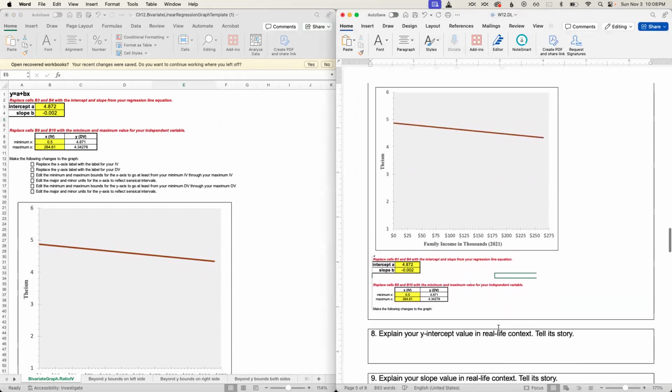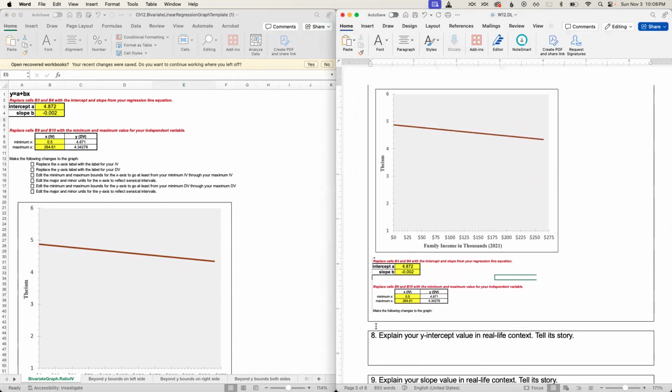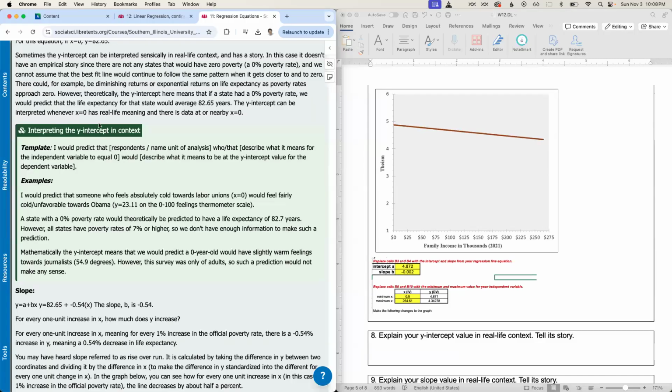Explain your y-intercept value in real life context. So your y-intercept value is the predicted value of y, so of theism, when x equals 0. So technically, we probably shouldn't make a prediction for this because it only goes down to 0.5, but that's pretty close. Let's just do it. So here's my template from chapter 11.